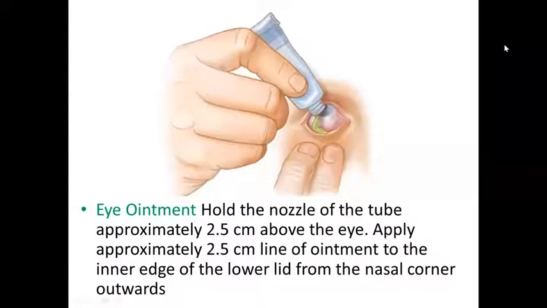When you use eye ointment, hold the nozzle of the tube approximately 2.5 centimeters above the eye. Apply approximately a 2.5 centimeter line of ointment to the inner edge of the lower lid from the nasal corner outwards.